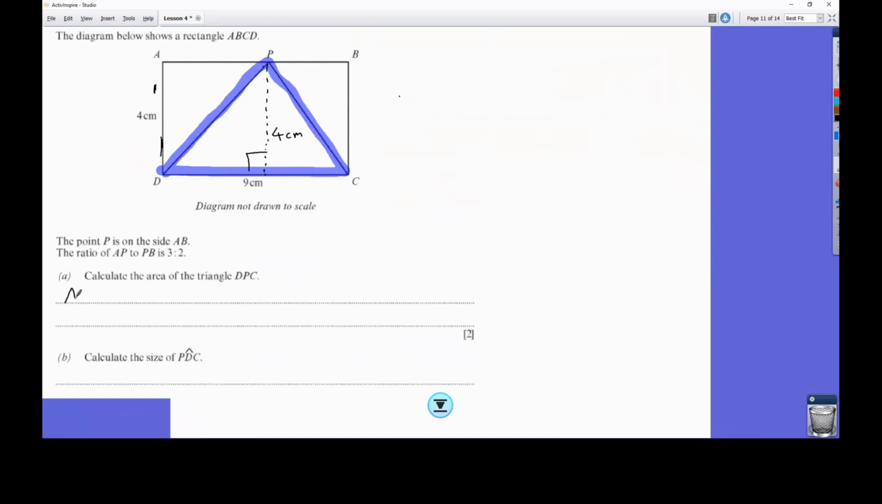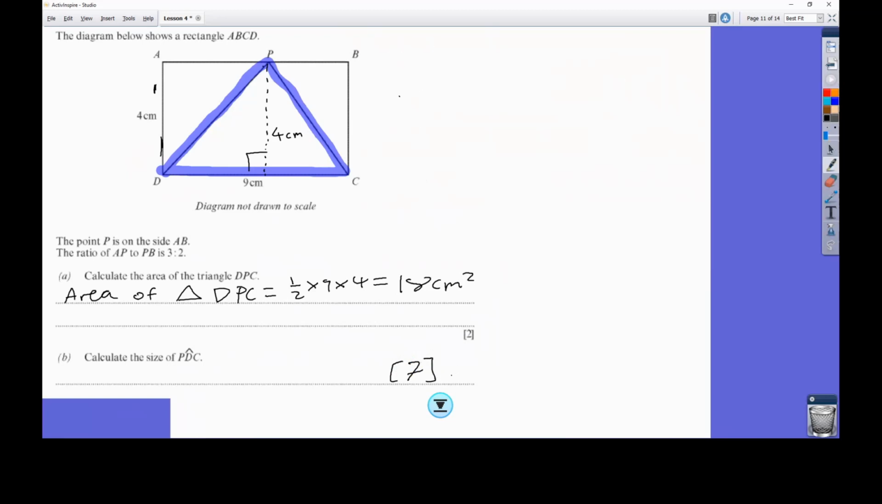So I could say that the area of triangle DPC is equal to half times 9 times 4. You can put it in the calculator if you want, but you should know that's going to be 18. 4 over 2 is 2, times 9 is 18 centimeters squared. Easy 2 marks. Second bit is worth 7 marks, just to let you know.